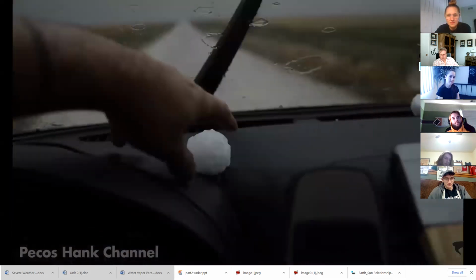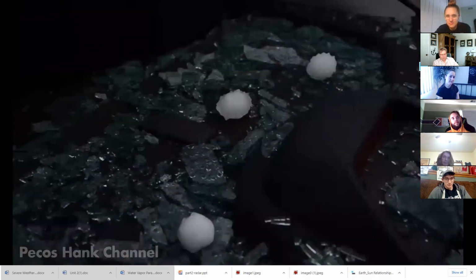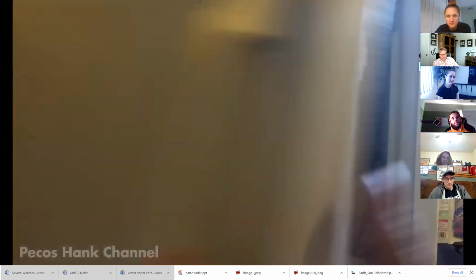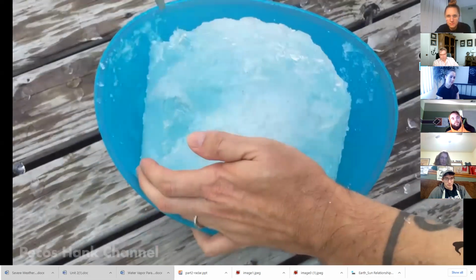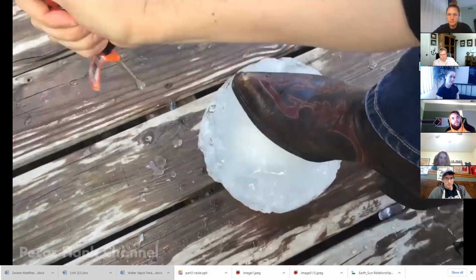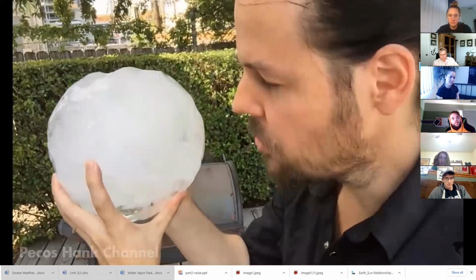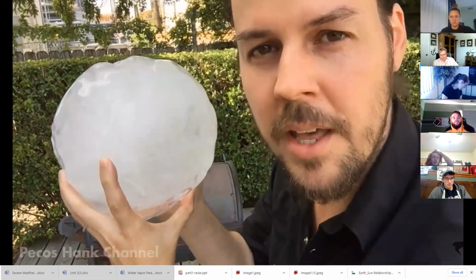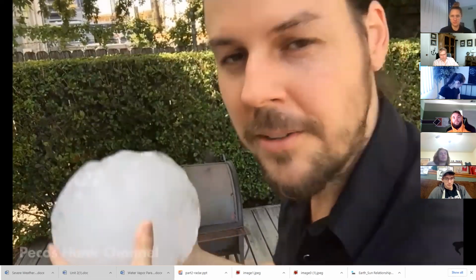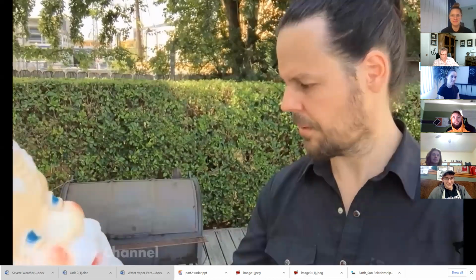I just came inside of my car and broke my windshield. Let's see if that big stone in my freezer is ready to smash into something. So this is roughly the size of the largest hailstone ever recorded. Can you imagine this sucker hitting you in the head at over 100 miles per hour? That hardly did a damn thing.